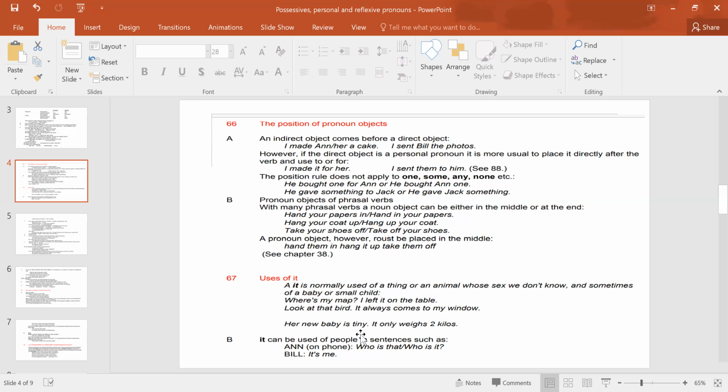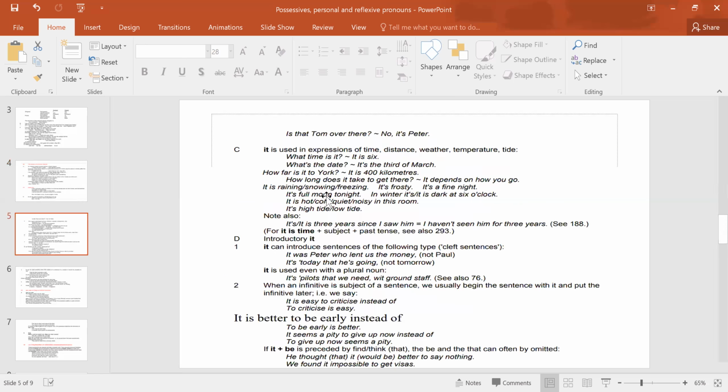Her new baby is tiny. Here you are using it for this new baby. It only weighs 2 kilos. So it can be used for people in sentences such as, on the phone, when you ask someone, who is that? Who is it? The answer would be like, it's me, etc.